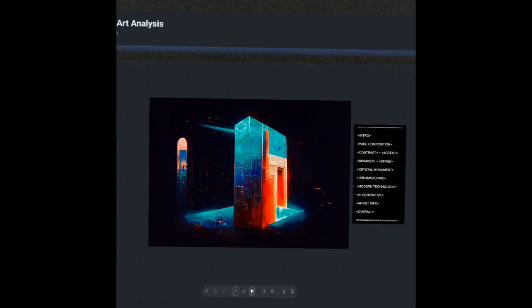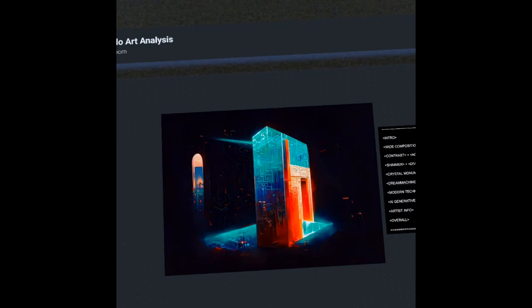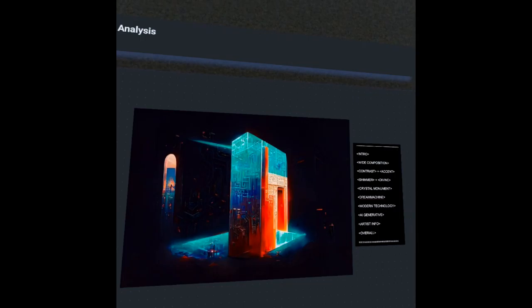This episode, we're going to be taking a look at a piece by the AI generative artist Proxima Centauri B. We're going to be talking a little bit about the shimmer of the divine, the profound power of AI generative art, and then also the Dream Machine as an analogy to modern technology. So let's jump right into it.